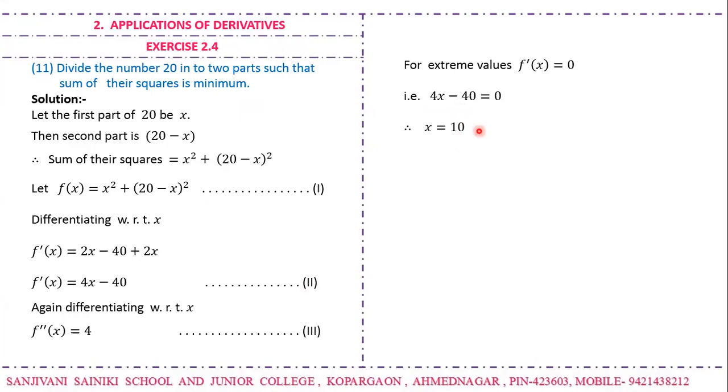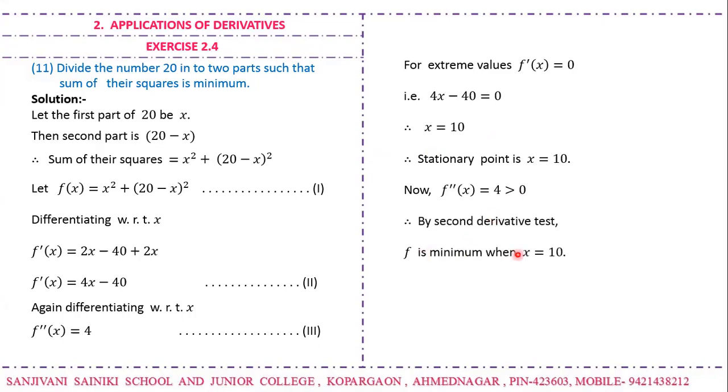Now, this is our stationary point or turning point. We will check the sign of the second derivative at this stationary point. f double dash of x is equal to 4, which is a constant and is greater than 0. So at x is equal to 10, the function will have a minimum value. So f is minimum when x is equal to 10.